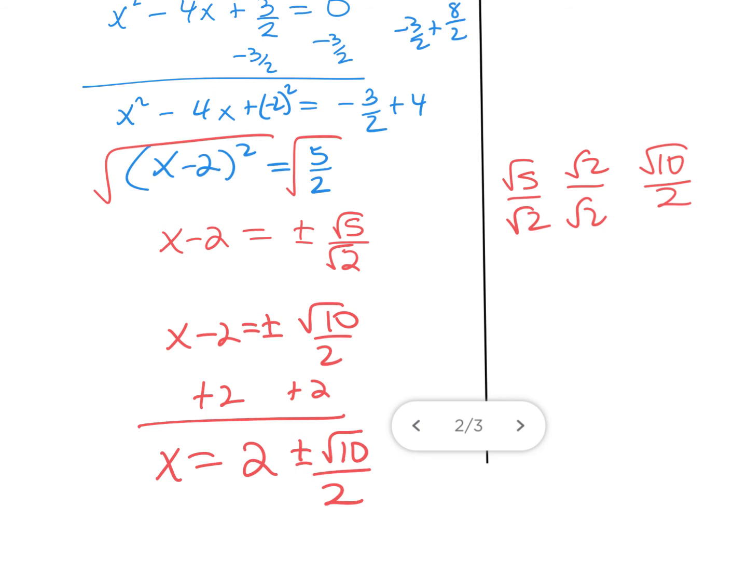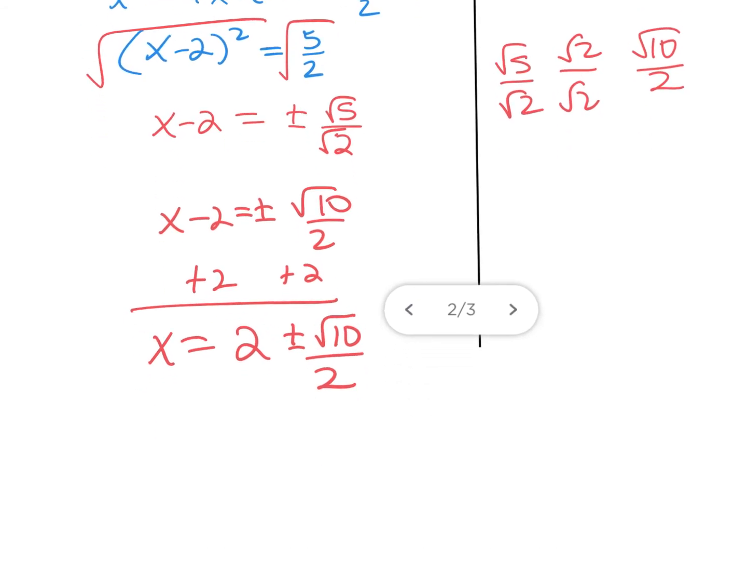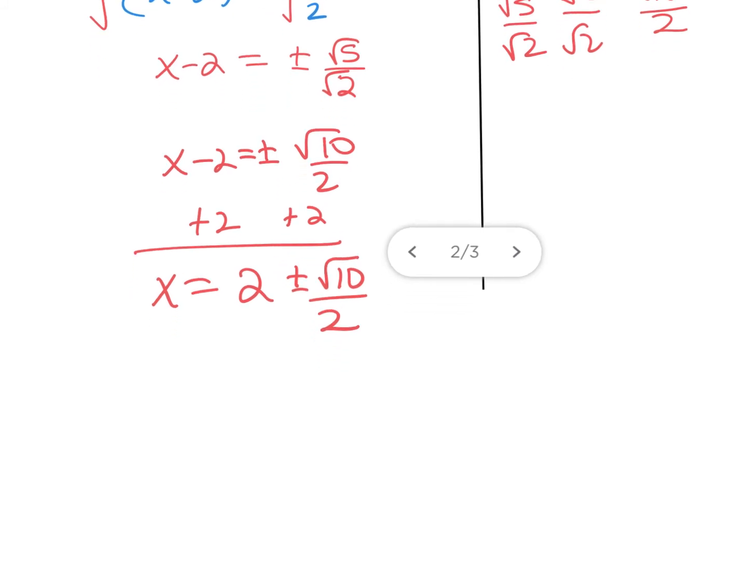So you can either leave it like that without a common denominator, but just know the 2's only under the 10. If you wanted to make that 2 get a common denominator, you could do this. Either way. Does that make sense?